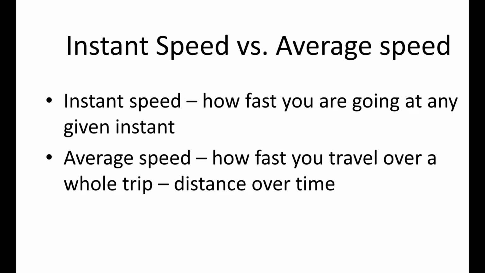Instant speed versus average speed. Instant or instantaneous speed is how fast you're going at any given instant, and average speed is how fast you travel over the whole trip. So if you're at 10 seconds after you leave the house, instant speed is how fast you're going. The average speed would be the distance you travel divided by how long it took to get there. Does that kind of make sense?